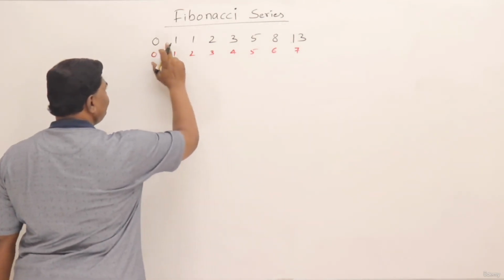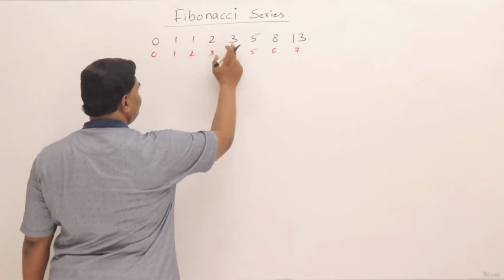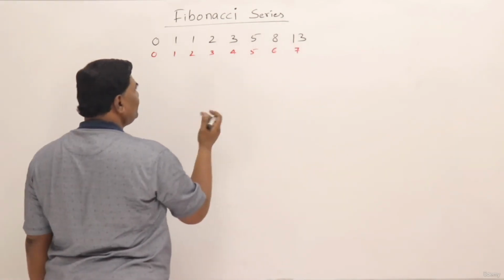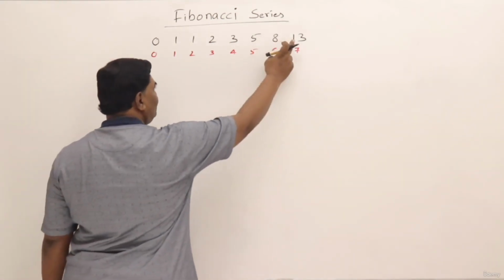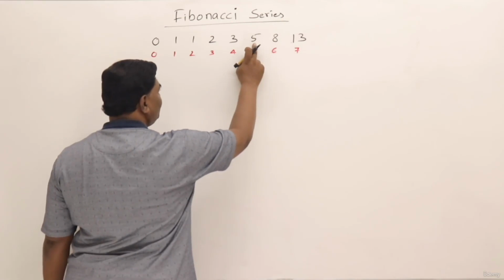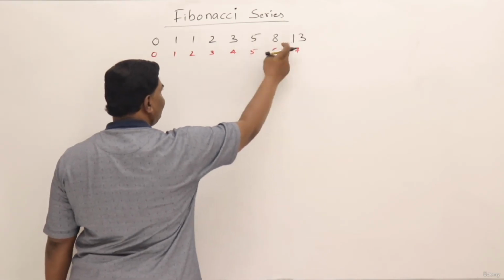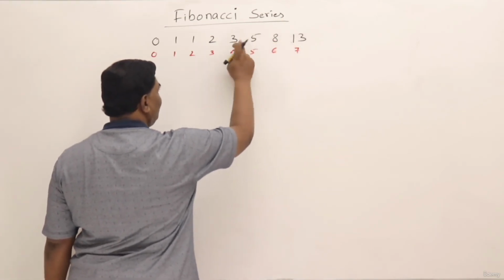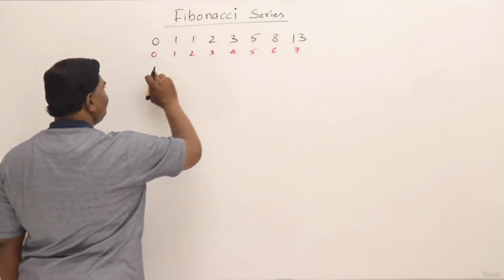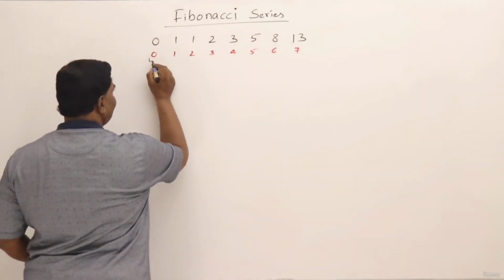The zeroth term is 0, next term is 1, then 2, then 3, then 5, and so on. So how are we obtaining these terms? Each term is obtained by adding the previous two terms. So 5 plus 8 is 13, and this term is obtained by adding these two terms. So initially, what are the terms? These are the starting terms.